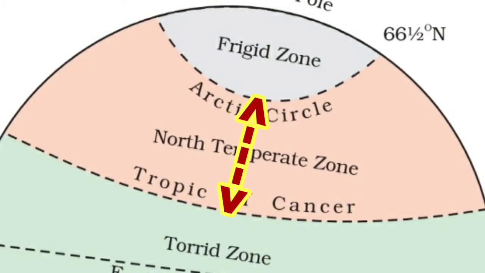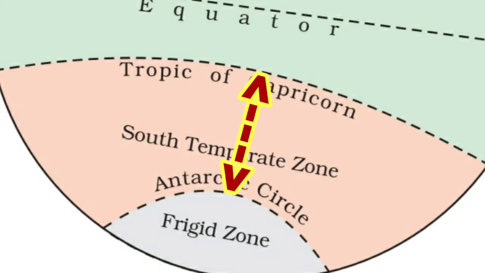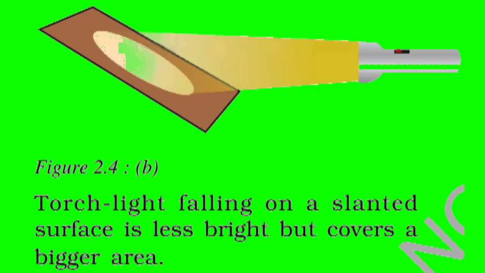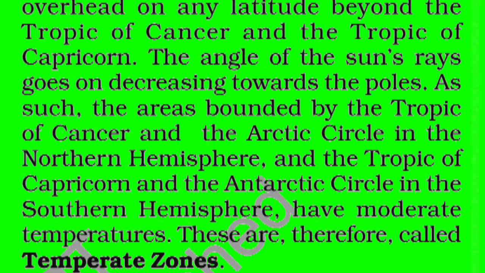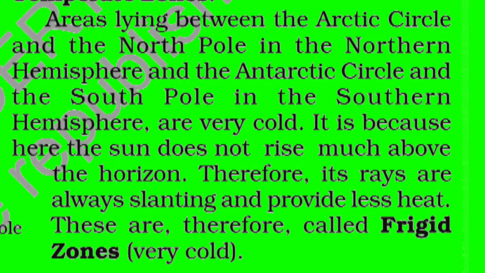The temperate zone lies from the Tropic of Cancer to the Arctic Circle in the northern hemisphere, and from the Tropic of Capricorn to the Antarctic Circle in the southern hemisphere. In these areas the sun never shines overhead on any latitude. The angle of the sun's rays goes on decreasing towards the poles. This zone has moderate temperature, neither too hot nor too cold. Now we come to the frigid zone.